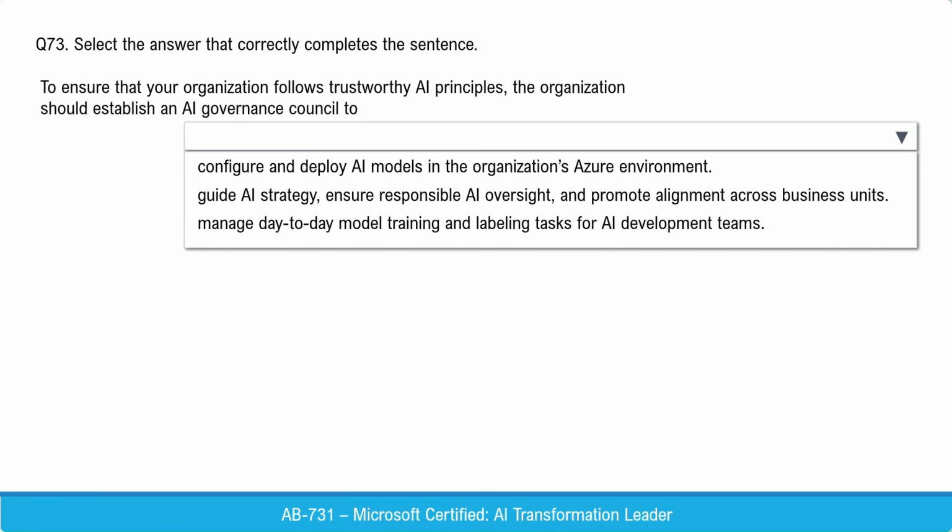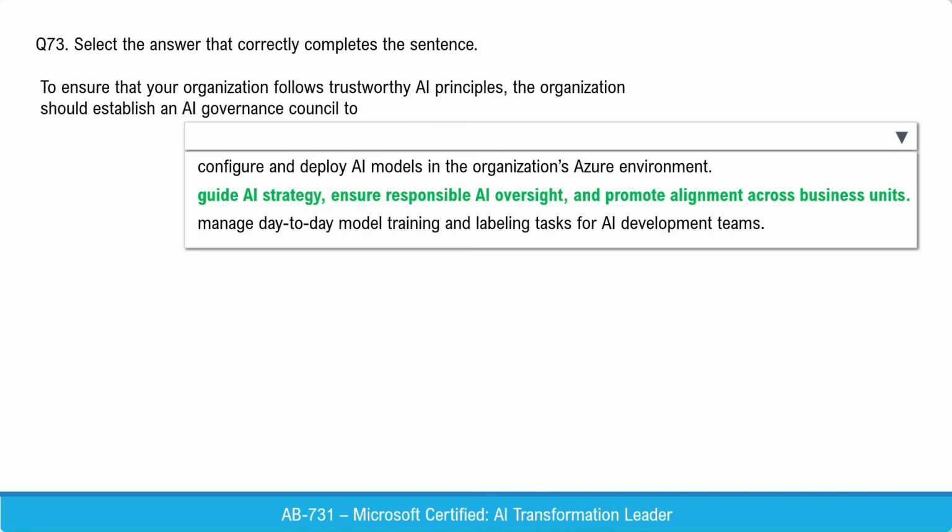Next question. Select the answer that correctly completes the sentence. To ensure that your organization follows trustworthy AI principles, the organization should establish an AI governance council to. You have been given three options in a drop-down box. Please go through them by pausing the video over here. And the correct answer is guide AI strategy, ensure responsible AI oversight, and promote alignment across business units. Let's understand why.